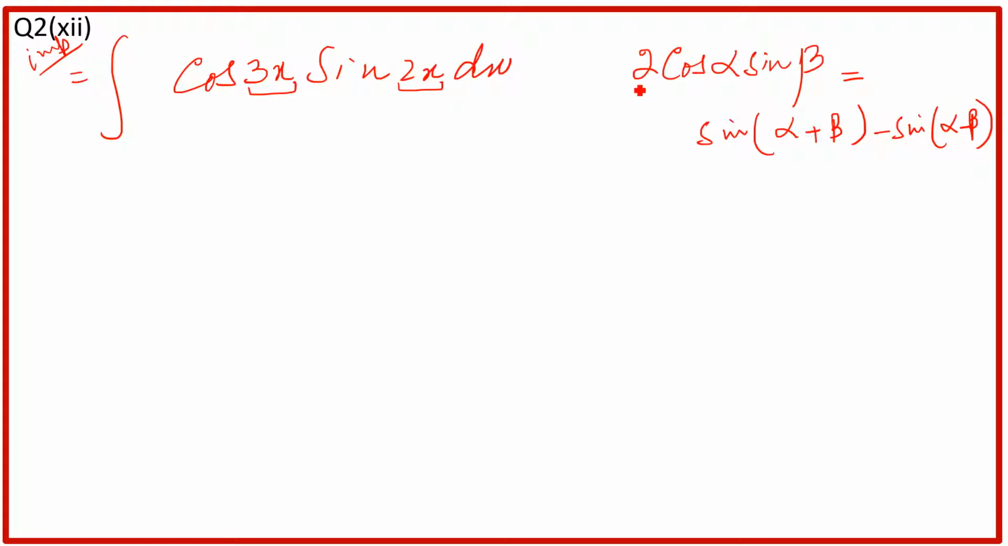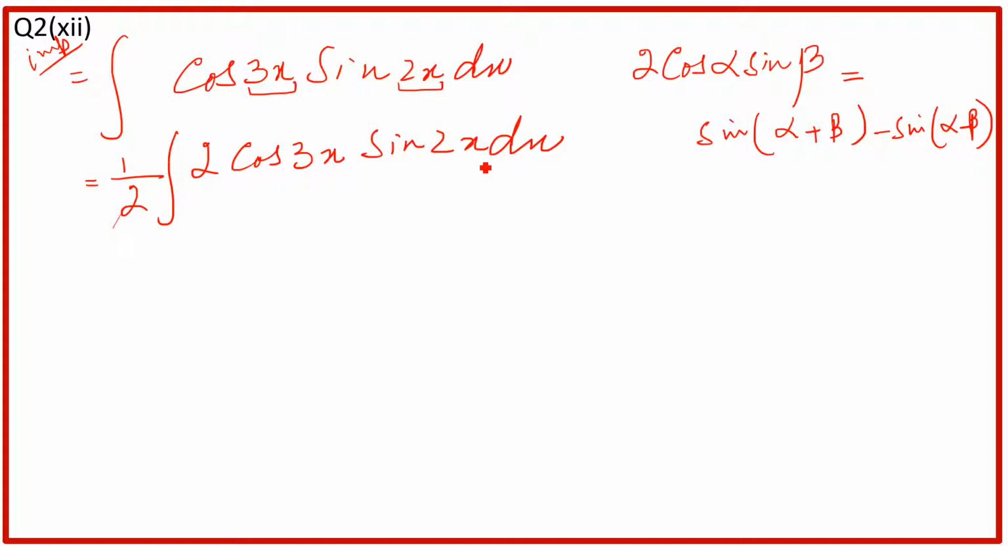But see here 2 is missing, because the formula is 2 cos of alpha. So here we will multiply and divide by 2. When we multiply and divide by 2, it does not make any difference to the question. Technically these two will cancel, and again we have the same question. So 1 over 2, and then here we can write down sine.